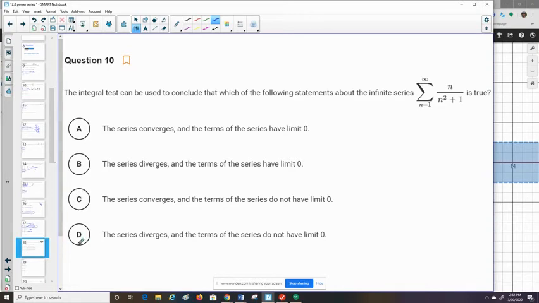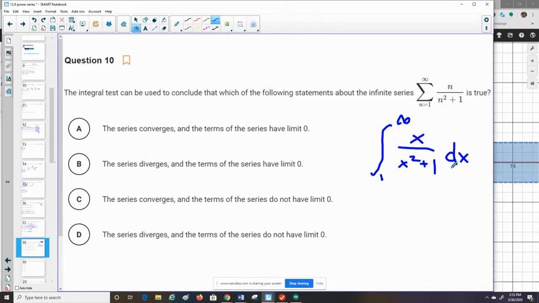Question 10, moving right along, the integral test can be used. So we'd have to look at the integral from 1 to infinity of x over x squared plus 1. Almost feels like an inverse tangent antiderivative, but this is the substitution. Let u be the stuff on the bottom. du is 2x dx. You're a little manipulation away.